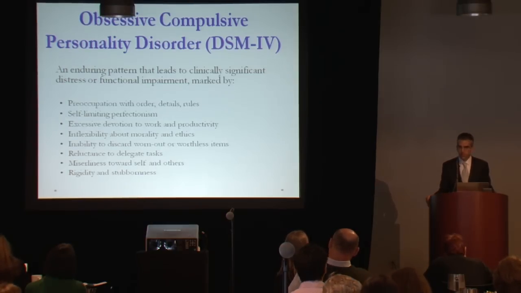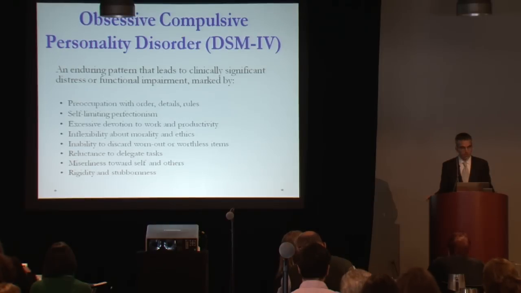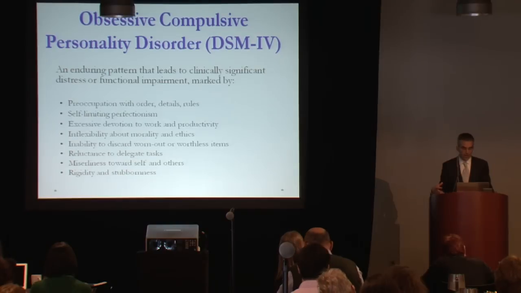There's an inability to discard worn out or worthless items with the sense that these objects will be used in the future, which can lead to clutter in the living space and also problems with others that they live with. A reluctance to delegate tasks based on the idea that others will not do it as well as they will. And so these are people that would strongly prefer not to engage in group work. They want to take control of the task and will micromanage others or do all the work themselves.